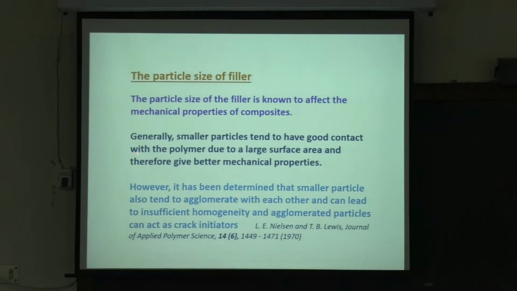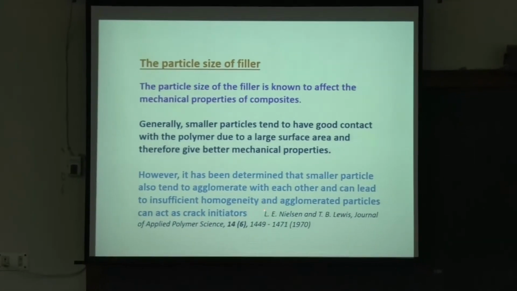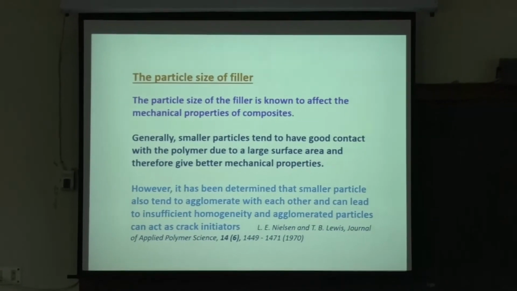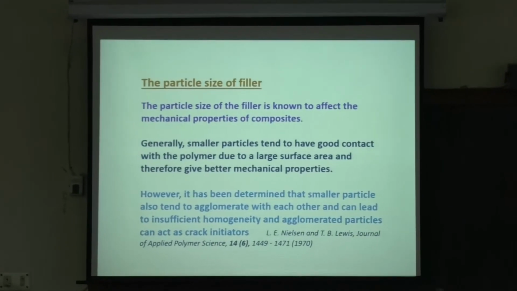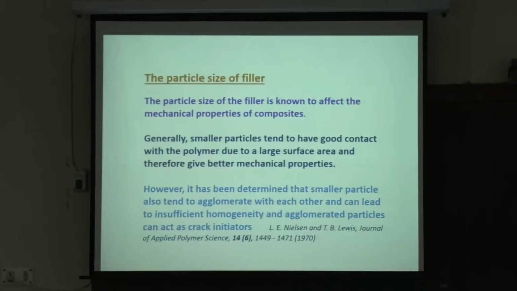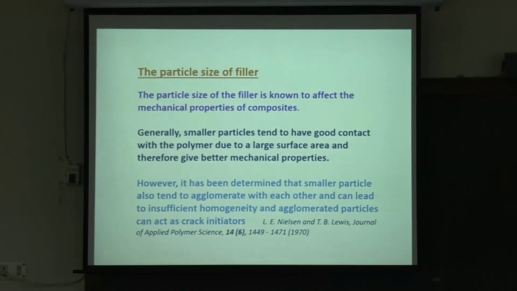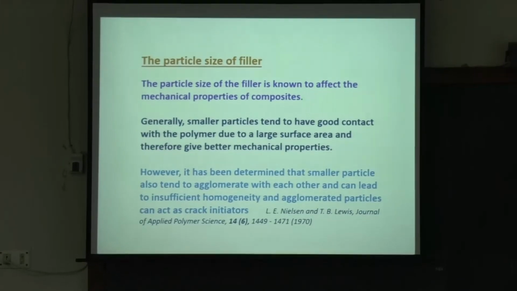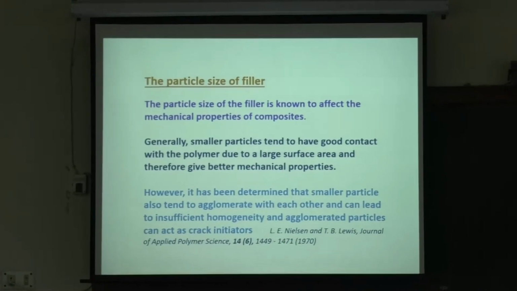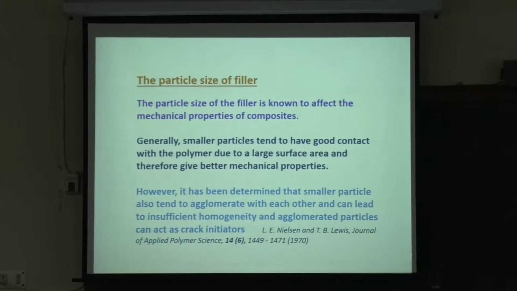Smaller particle size also tends to agglomerate with each other and can lead to insufficient homogeneity. So that is another negative aspect of agglomerate particles. Agglomerate particles can act as crack initiators, and crack initiator means if you are applying stress, like Professor Kamalkar said, as the stress goes up, if you have cracks there, that crack can induce the stress. So if you are saying that the stress is 10 MPa, the local stress can go up to 30 MPa. The tensile testing equipment will not realize that, but the polymer material will realize it, and it will affect the behavior of the property.